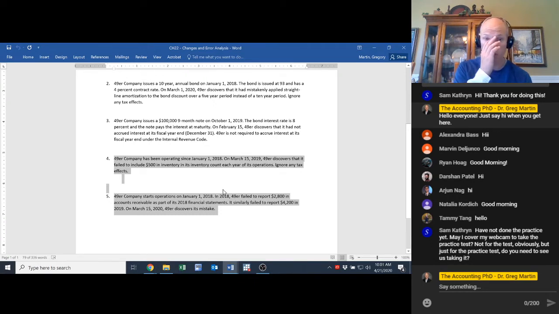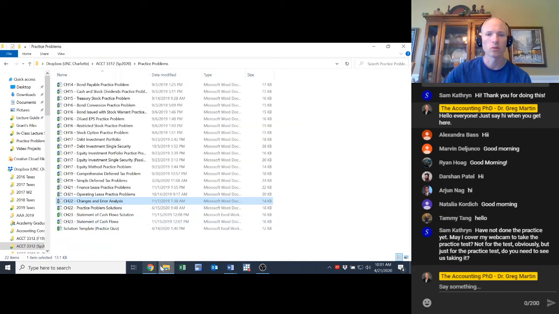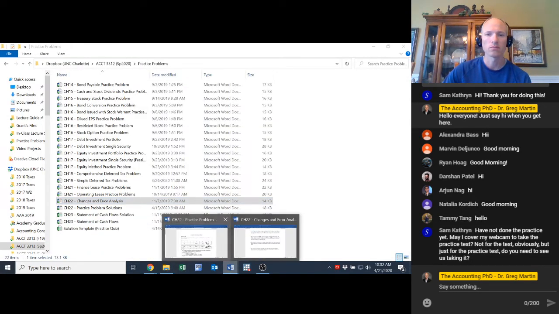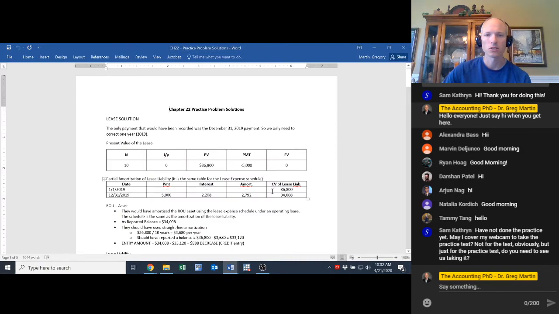But for now, I think we'll walk through the solution to these last two Chapter 22 problems. One deals with inventory, and the other deals with accounts receivable. I'm guessing accounts receivable, if either of them is going to be a challenge, is probably the one. But we'll walk through both. So let's jump over to the solutions.